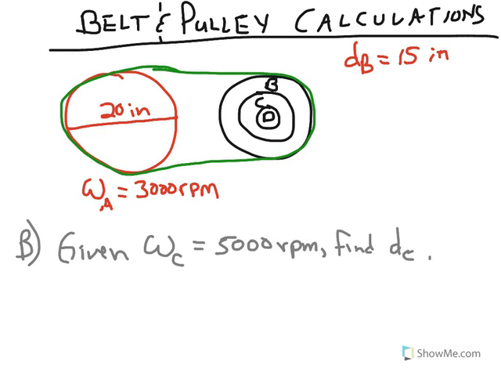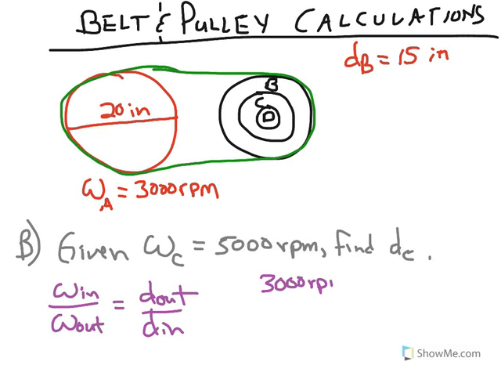So we do this the same way. The angular velocity of the in divided by the angular velocity of the out is going to equal the diameter of the out divided by the diameter of the in. In this case, the angular velocity of the in is 3,000. Angular velocity of the output at C is 5,000. The diameter of the out, that's the diameter at C, we don't know what that is, divided by the diameter of the in, which is 20 inches once again.